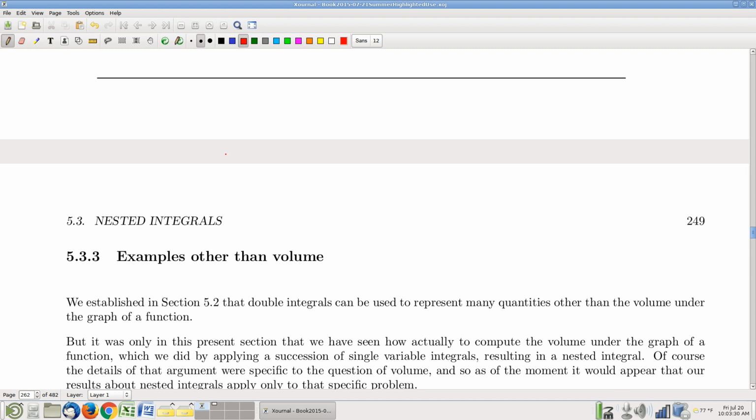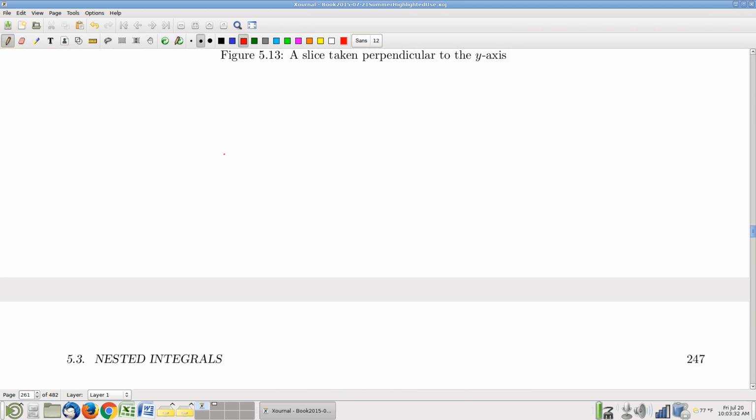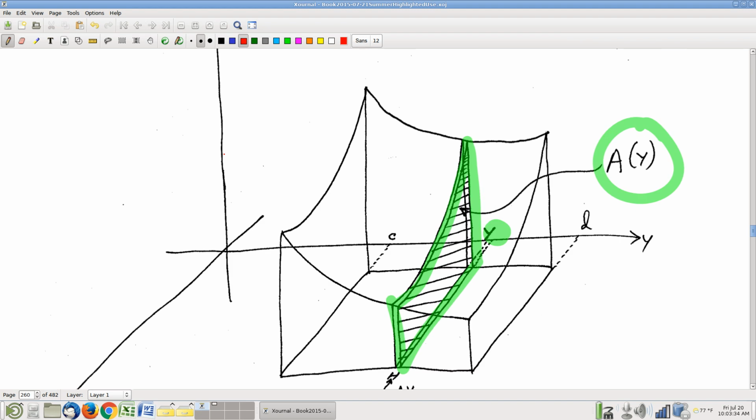So let's talk about some other examples other than volume. We looked at how you can take a volume and slice it up, turn a volume into a bunch of slices of bread, and then for each slice of bread you can compute its volume, its cross-sectional area, by a classic integral.